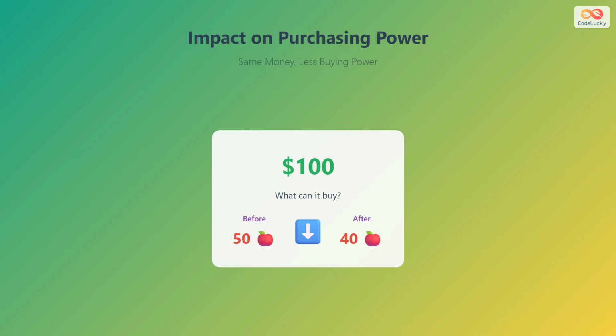Here's where inflation really hits home. Let's say you have $100. In the past, this money could buy 50 apples. After inflation, the same $100 might only buy 40 apples. Your money didn't disappear, but its purchasing power declined. This is why your grandparents could buy much more with the same amount of money decades ago. The purchasing power of money decreases as prices rise. This means that if your income doesn't grow at least as fast as inflation, you're actually becoming poorer over time, even though your salary stays the same.